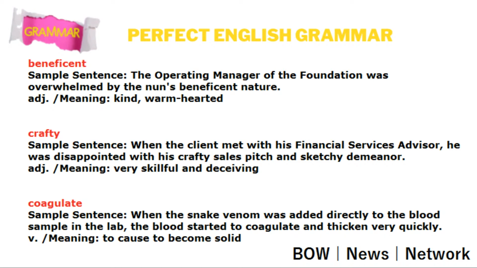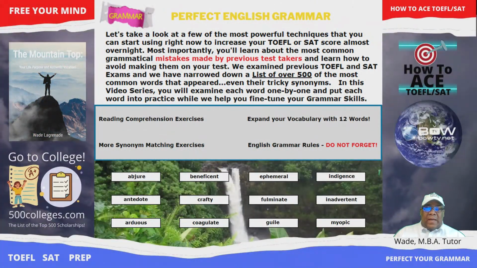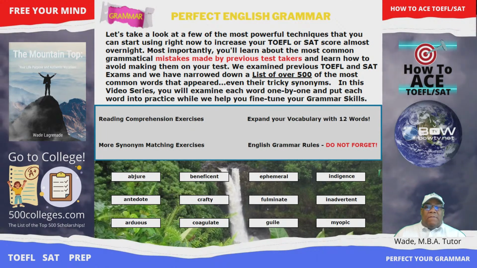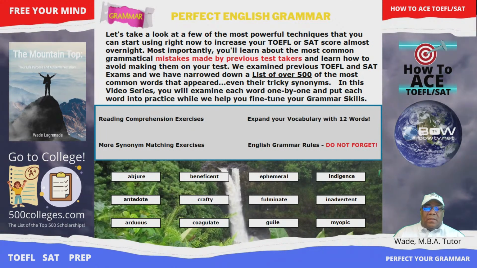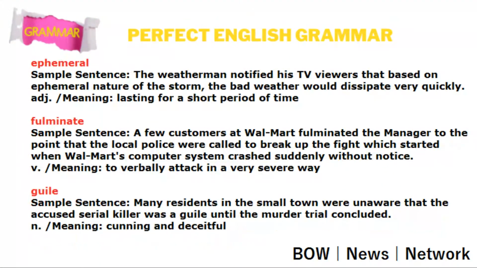And then, if we take a look at our next set of words, we're looking at ephemeral, fulminate, and guile. Ephemeral, sample sentence: The weatherman notified his TV viewers that based on the ephemeral nature of the storm, the bad weather would dissipate very quickly. In this case, a good synonym would be fleeting, an adjective meaning lasting for a short period of time.